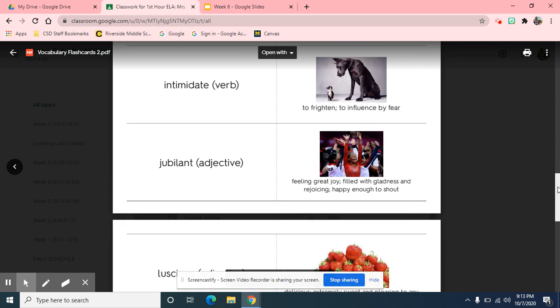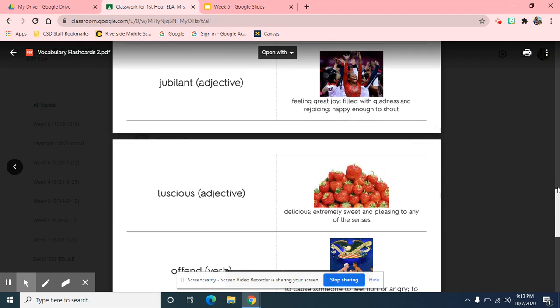Jubilant is when someone feels great joy, filled with gladness and rejoicing, happy enough to shout. An example would be, we were all jubilant when Rana scored the winning run. Okay, so we were very jubilant, we were very happy.